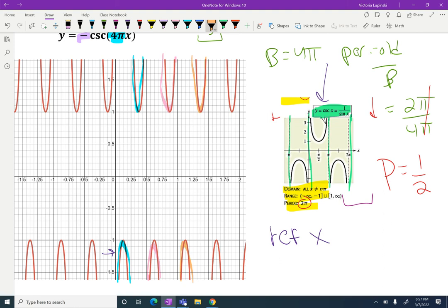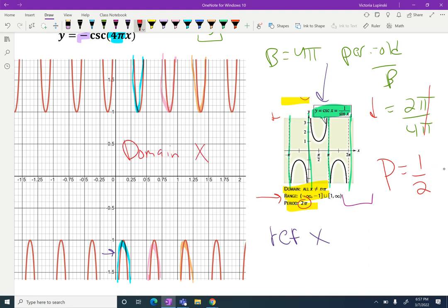From here, I could ask you for the domain, the range, the x-intercepts, anything that I asked for you originally. When it comes to the range, notice that the range has not changed. It's still negative infinity to negative 1, and then 1 to infinity. There is a bit of a change as far as the domain goes.